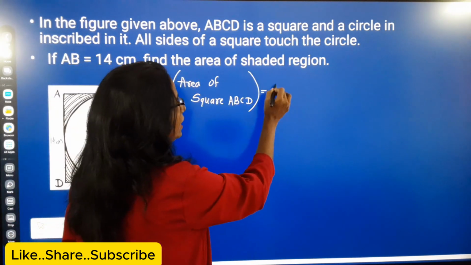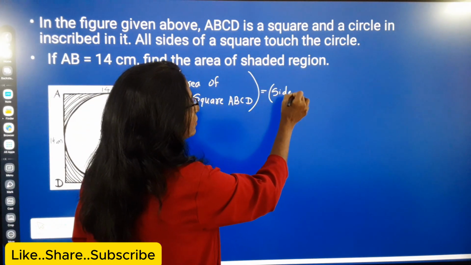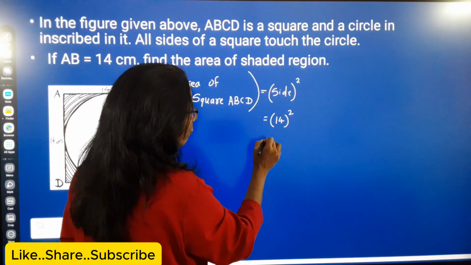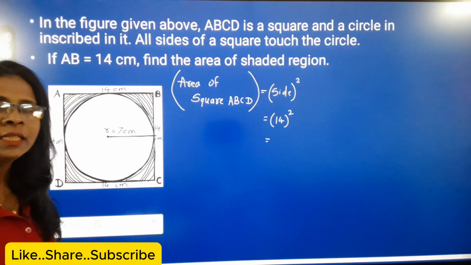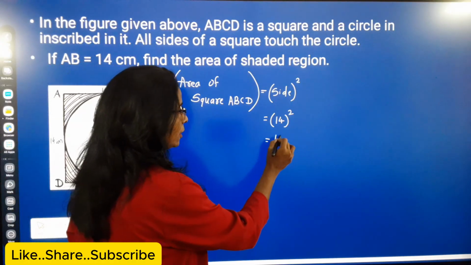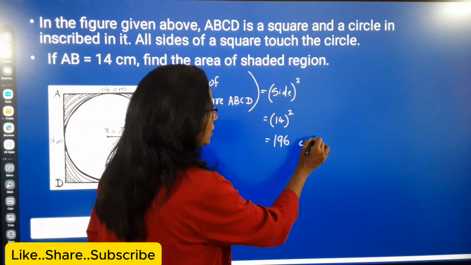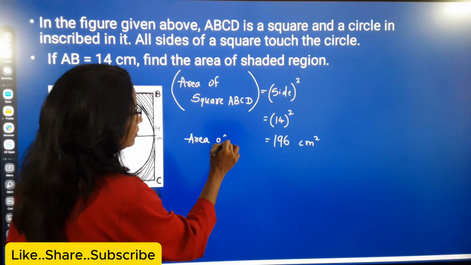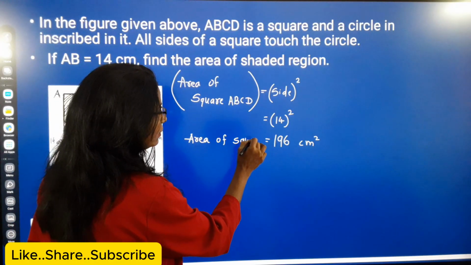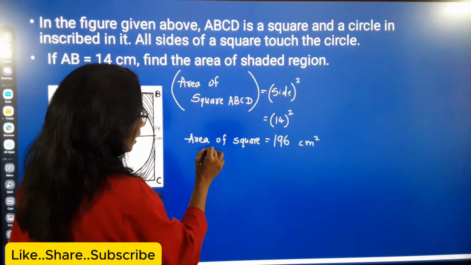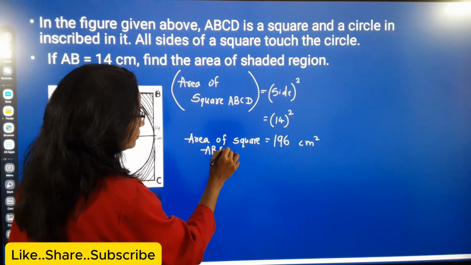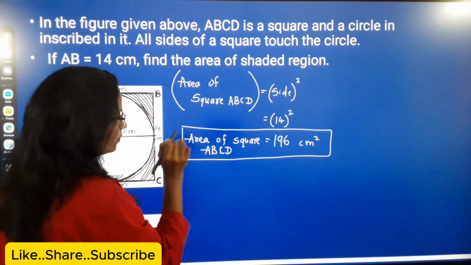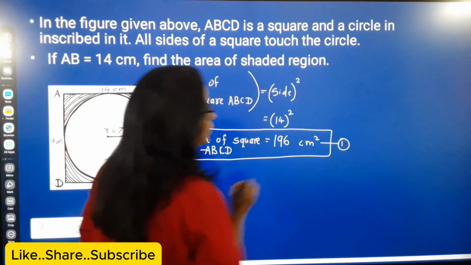Now area of square ABCD is equal to side square. The side is 14, so square of 14 is equal to 196 square centimeter. So here I write area of square ABCD is 196 square centimeter. Call it the first equation.